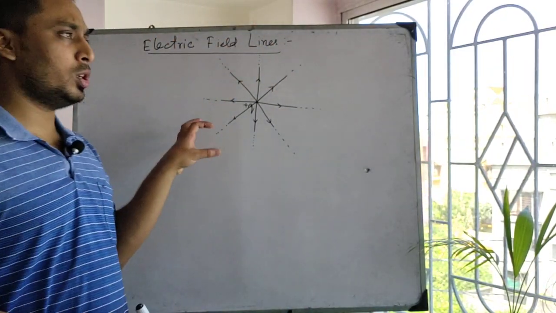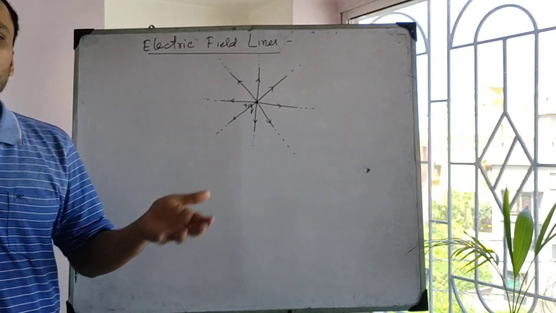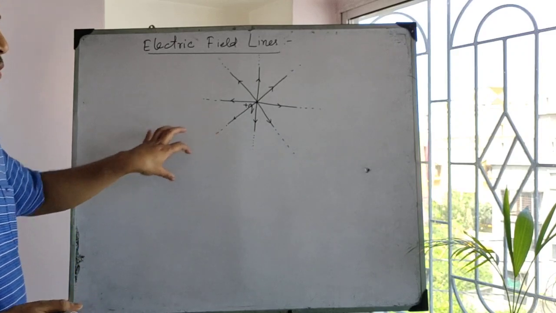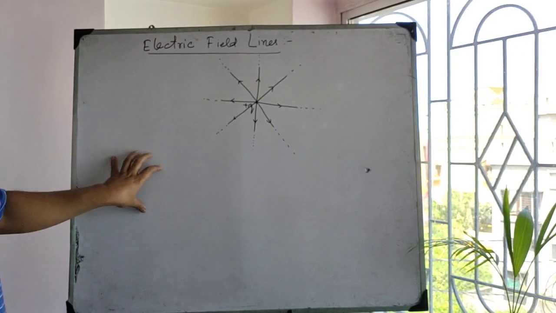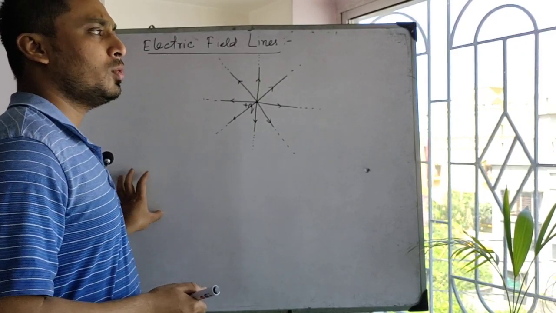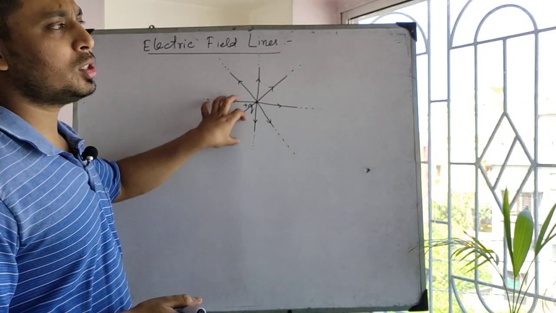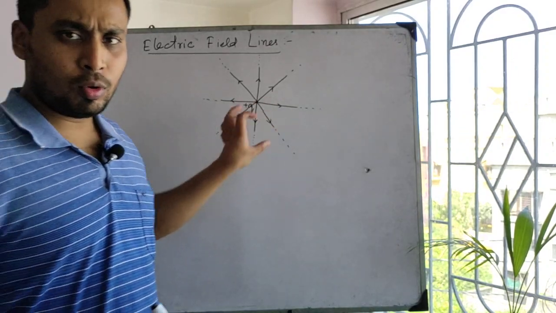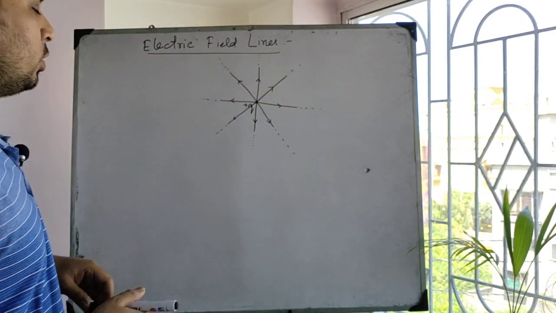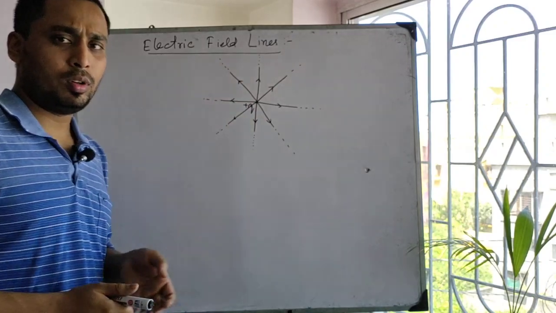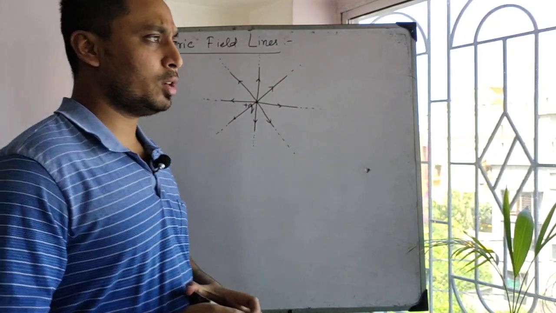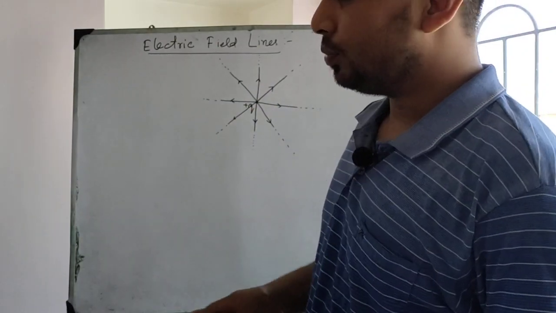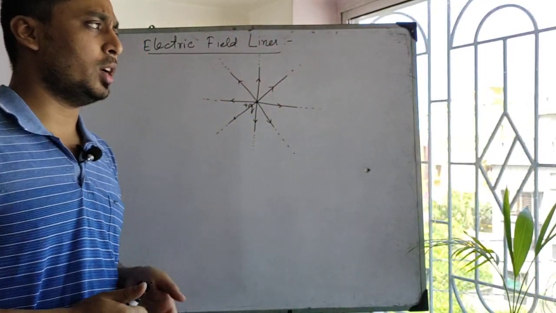And the relative closeness, or the density, of the field lines denotes the strength of the electric field at that point. So when we move far away from the charge, the density is less, so the field is weak. And when we move towards the charge, the electric field lines are more dense, so the strength of the electric field is high. That is, the magnitude or intensity of the electric field is high near the charge.